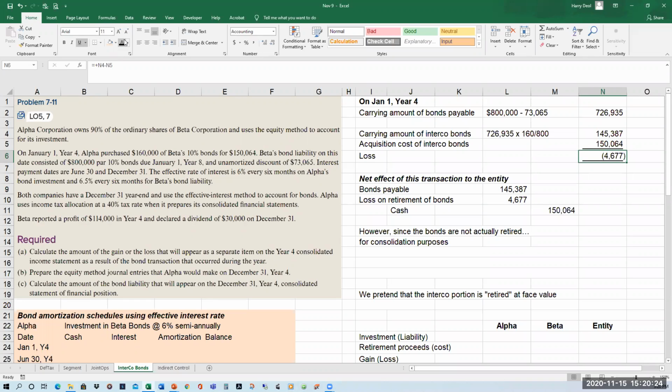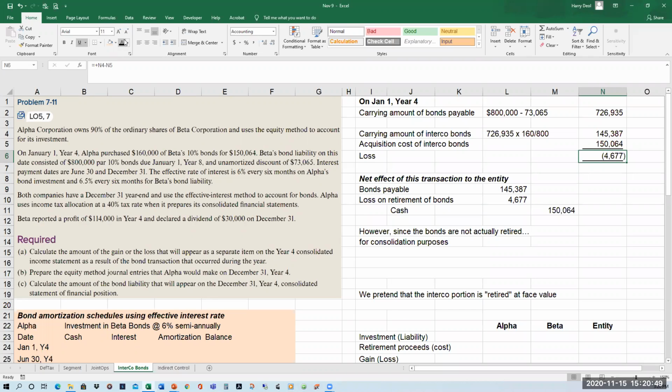So this loss of $4,677 will need to be accounted for. And that amount of the loss, $4,677, will be reported on the consolidated income statement for year 4 for purposes of the bonds.